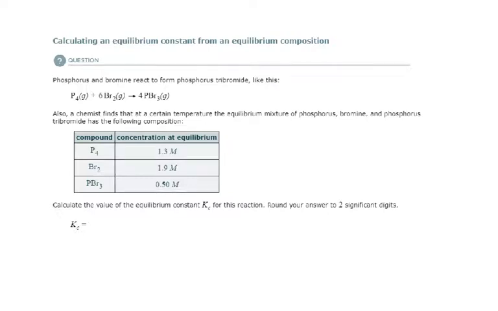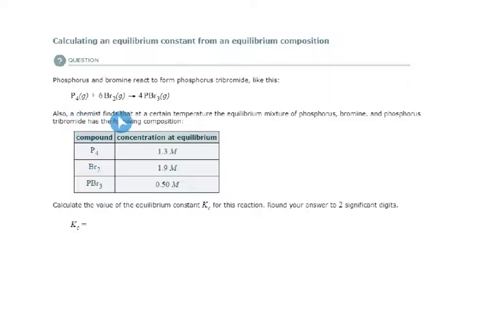So here we are actually going to calculate an equilibrium constant from the equilibrium constant expressions that we write ourselves. Okay, so here we're given a reaction. Phosphorus and bromine react to form phosphorus tribromide, and here's the reaction there. They balanced it for us. You always want to make sure that the chemical equation for the reaction is balanced before you proceed.